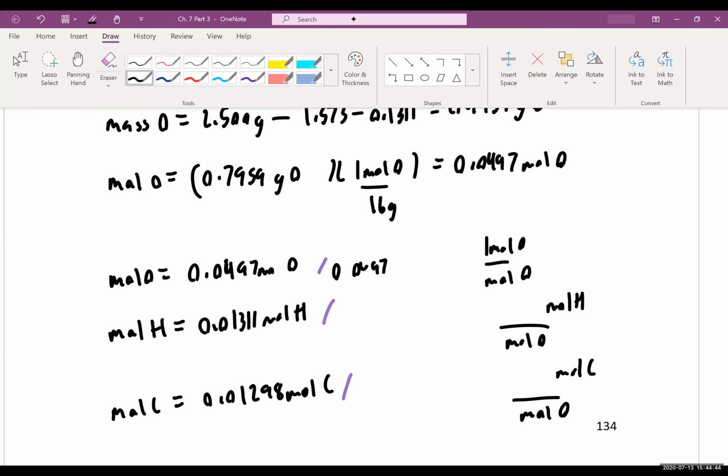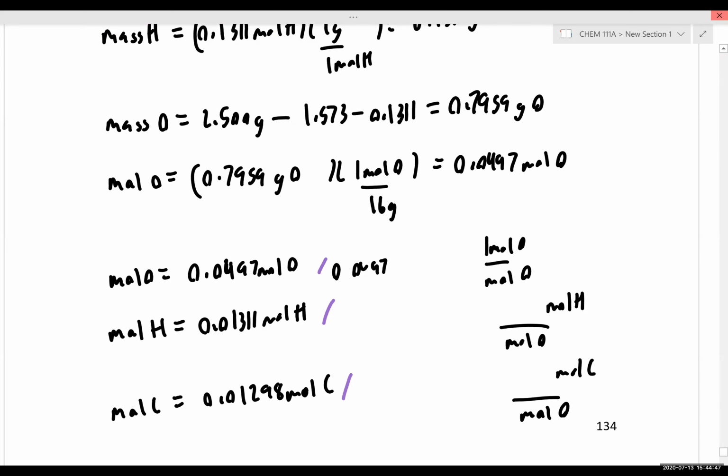So we have 0.0497 moles of oxygen. So we're going to divide by the smallest number of moles, which is the moles of oxygen. We have 1 mole of oxygen per every mole of oxygen. Now let's look at hydrogen. So we have 0.01311 moles of hydrogen over 0.0497 moles of oxygen. That gives us 0.264 moles of hydrogen per mole of oxygen.